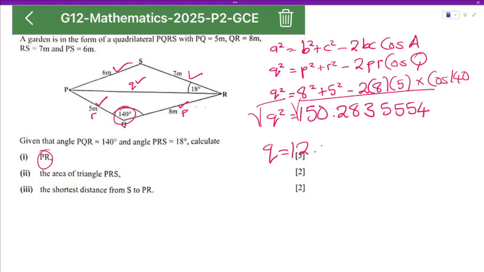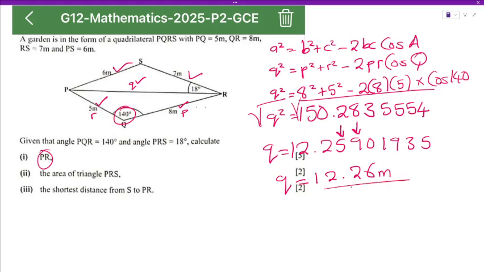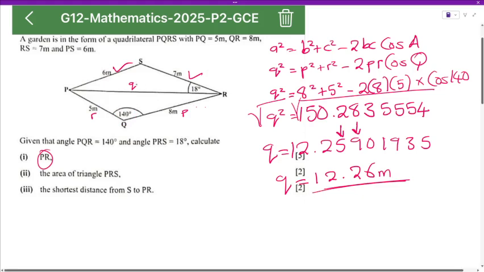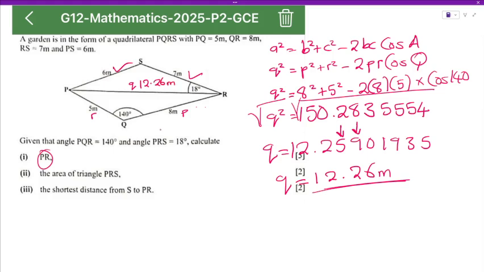So that is 12.25901935. So the value of q rounded off to 2 decimal places is going to be 12.26, because this 9 will round this 5 upwards. So what are they using? They're using meters in the question, so you also put your meters there. We can now include that in our diagram. So this is 12.26 meters. We can now proceed to the next question.